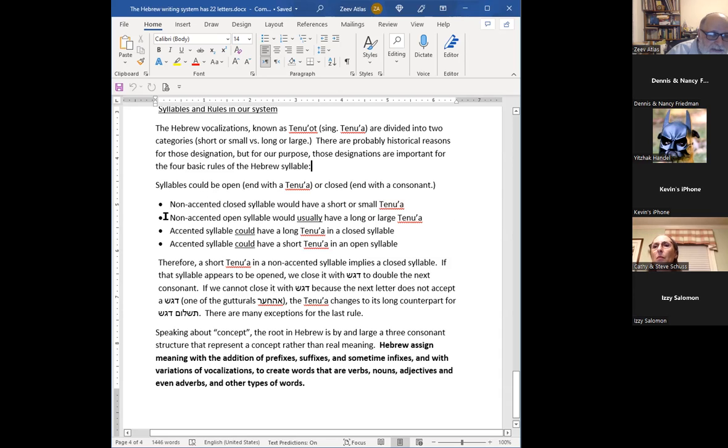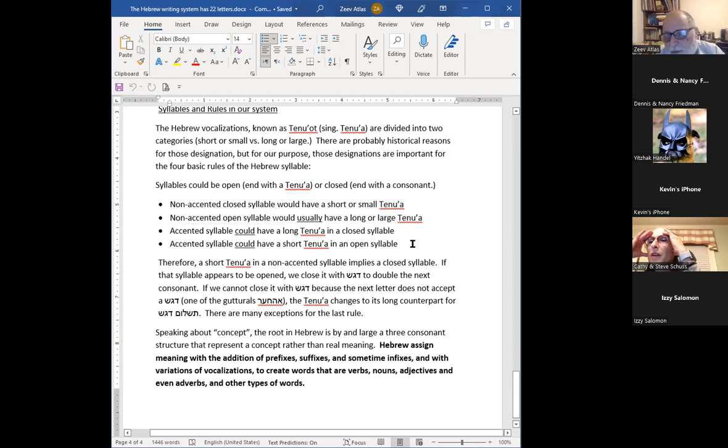Now, again, non-accented open syllables would usually, in most cases, have a long or large tnuah. For example, the same word, shavar: the shin has kamatz. An accented syllable could have a long tnuah. It's optional. Most of the time they will adhere to the same rule, but they could have a long tnuah. And accented syllables could have a short tnuah in an open syllable.